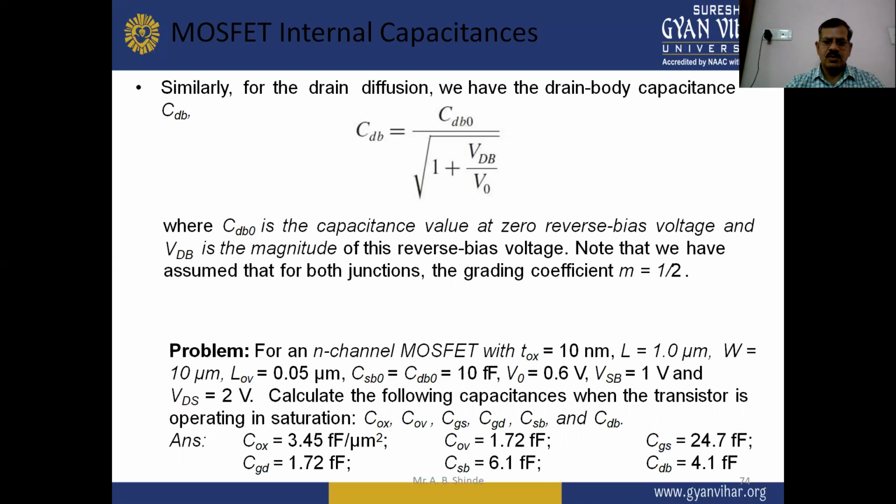So here is a problem given with different parameters. Calculate the following capacitances when the transistor is operating in saturation. So we find the different parameters from the given values.